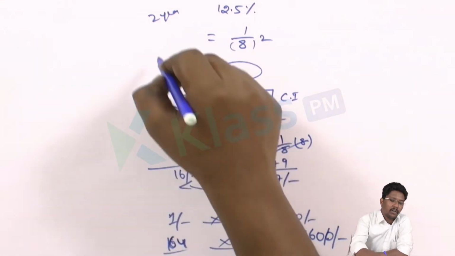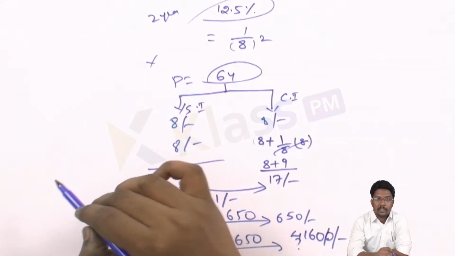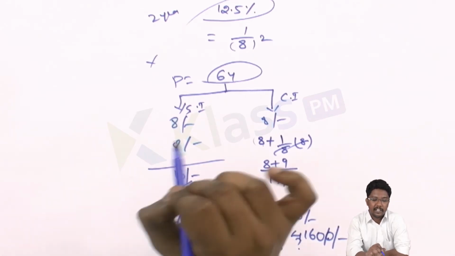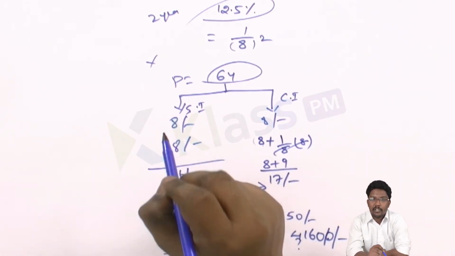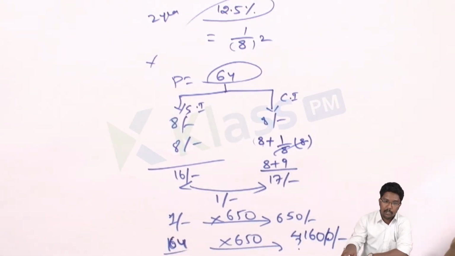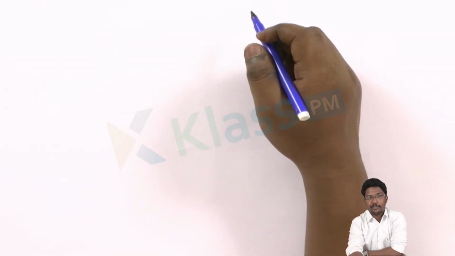So there is no formula for this type of problem. Use this denominator power method. The only condition is that the rate of interest should be written in the form of 1 by denominator. Then only this method is applicable. Otherwise it is not applicable. For normal problems, always go by the successive percentage method.